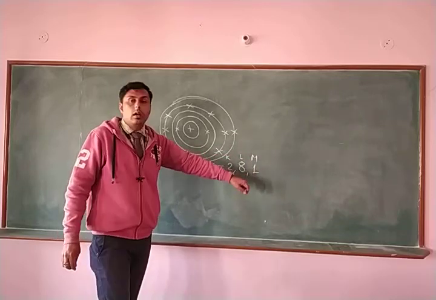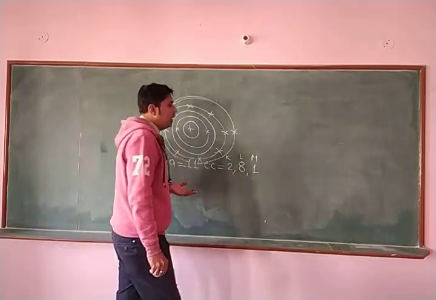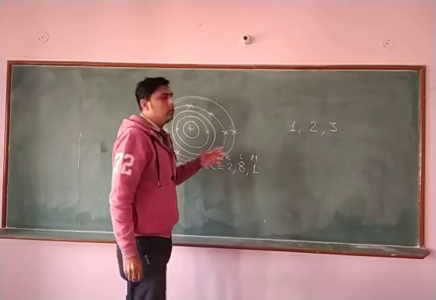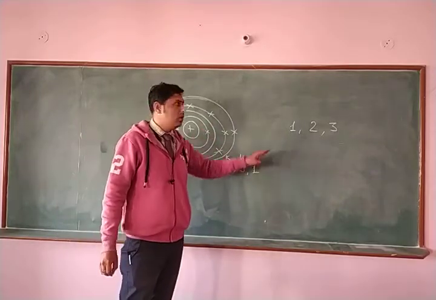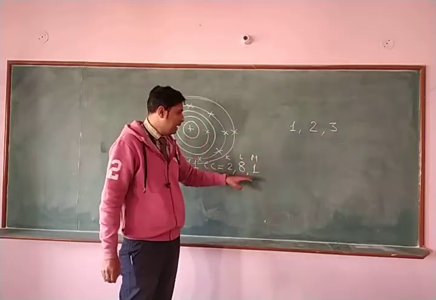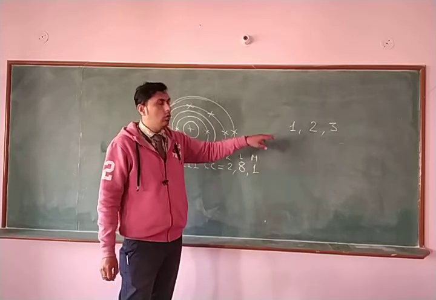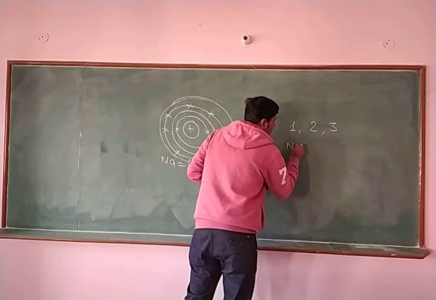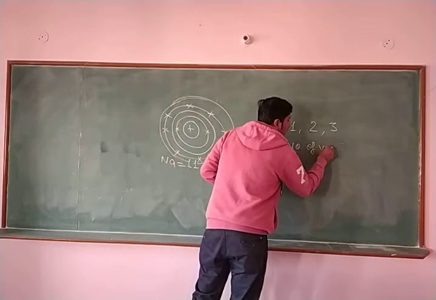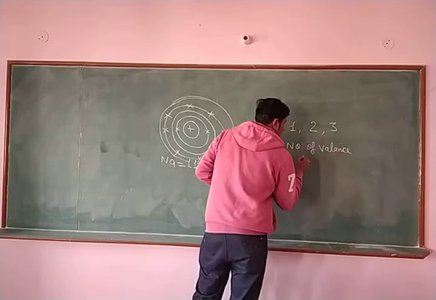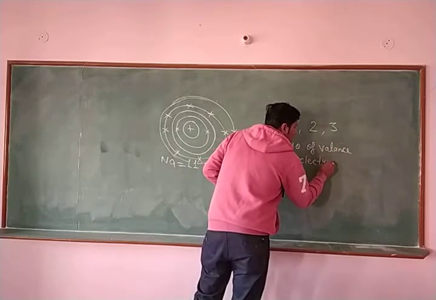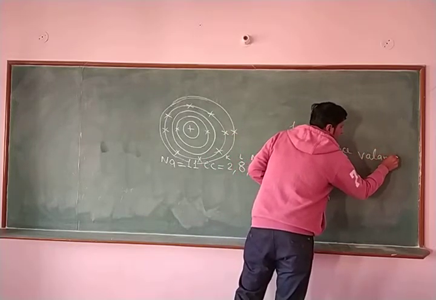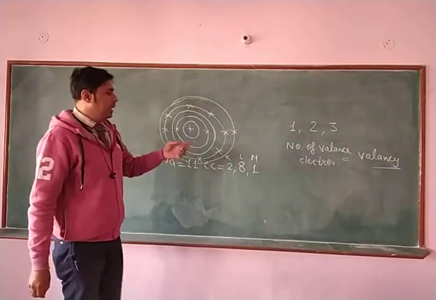The valency of sodium, अगर हम find out करें, तो how can we find out? I have told you that if the number of valence electrons in the last shell is 1, 2 or 3, then how do we find the valency? The number of valence electrons will be equal to valency. So यही इसकी valency होगी.